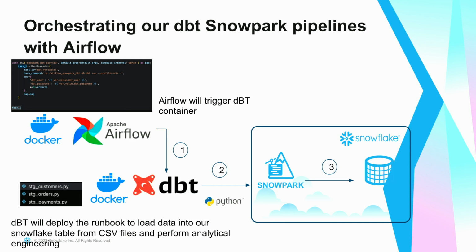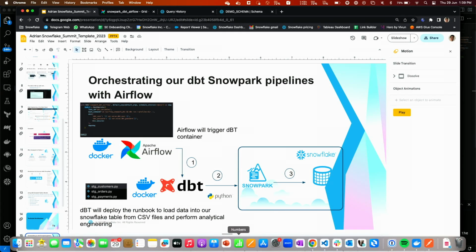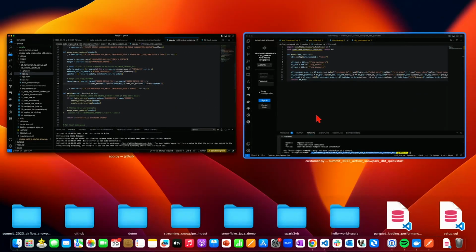I have dockerized all my environments. Essentially, Airflow is running in a container, and dbt is also running within a container. Airflow will trigger the dbt container. dbt will deploy the runbook, load the data into our Snowflake tables as a CSV, and then perform the analysis on the data. dbt will then talk to Snowflake via Snowpark and perform the pushdown to Snowflake using Snowpark. So let's hover over to our code here just to take a quick look at what's happening.